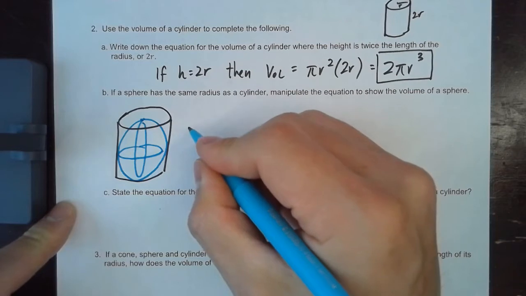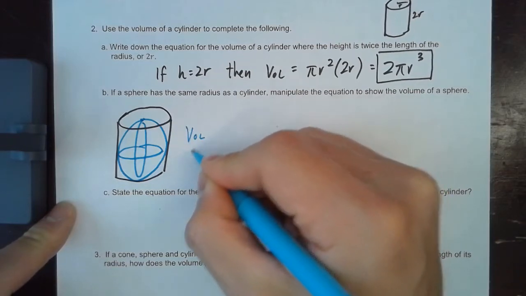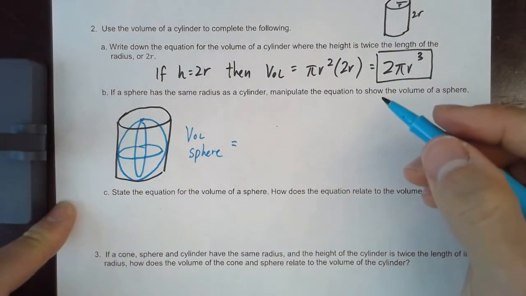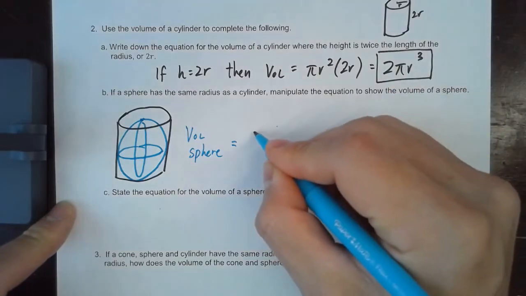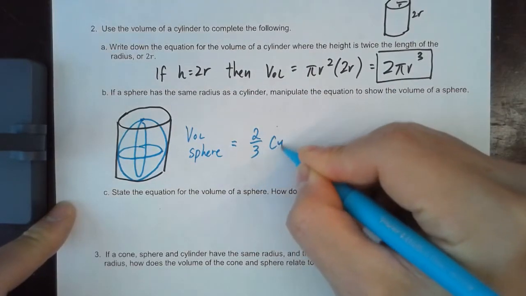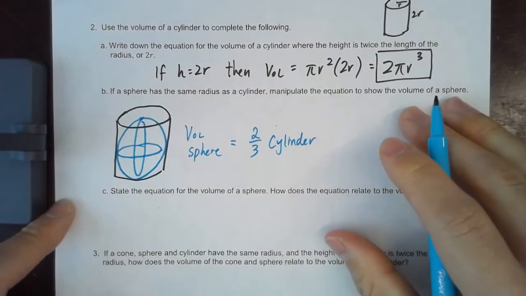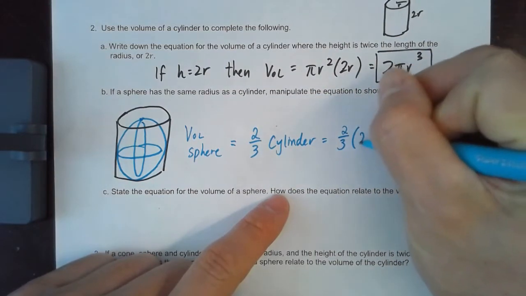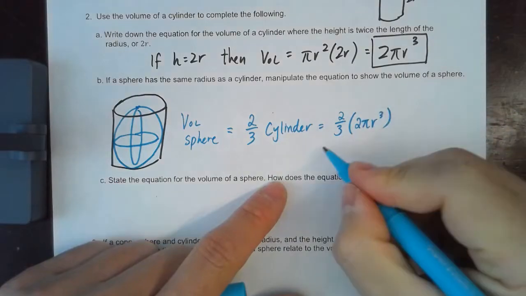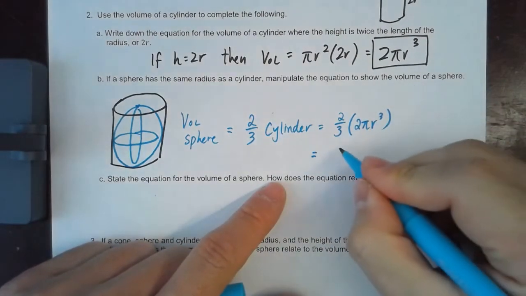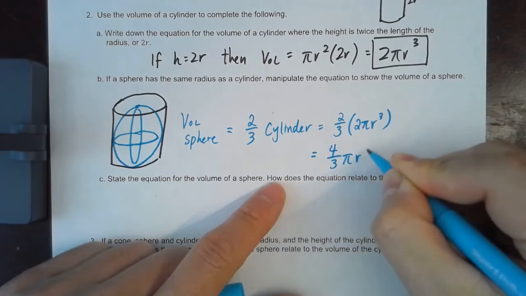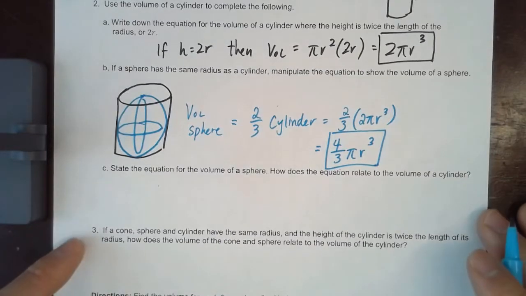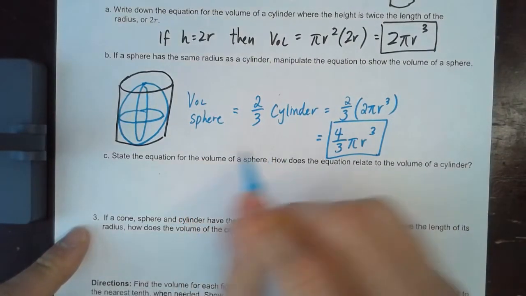And again, as we said on the previous page, the volume of a sphere is going to be close to 2 pi r cubed, but it's not quite. It's about 2/3 of it. So you'd have to take 2/3 of the cylinder. And if you want to do 2/3 times the cylinder, it would be 2/3 times 2 pi r cubed, which ends up giving us the entire formula that is 4/3 pi r cubed. This is the formula for the volume of a sphere.